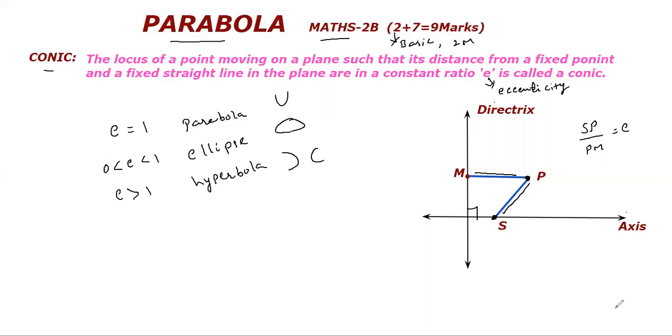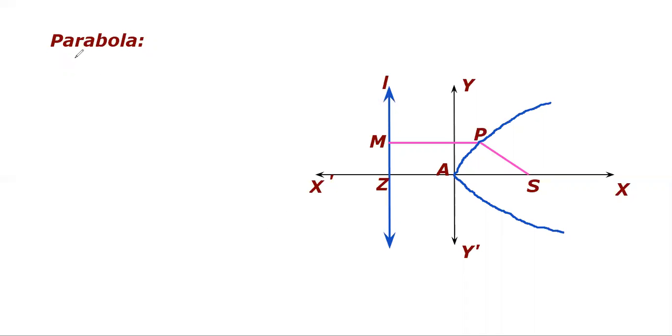We have to learn now what is the shape of the parabola, what are the properties of the parabola and the formulas about the parabola. Let's see now. Parabola is nothing but SP by PM equals E, where E equals 1, that we call parabola. Okay, let me take this as the parabola.